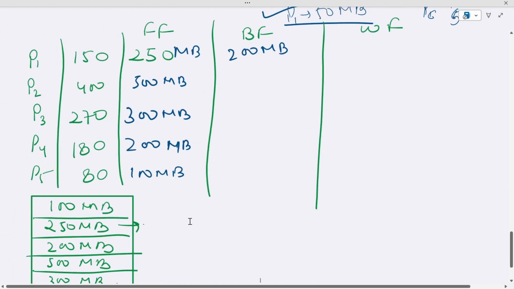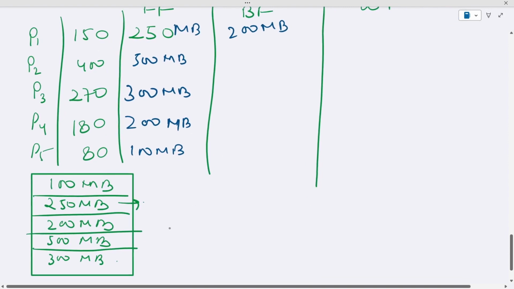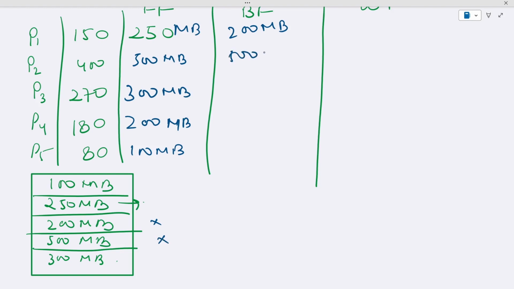Now P2, which is 400. P1's part is now allocated. P2 needs 400, so definitely it is not able to reside in 100, and not in 250 either. 200 is already filled. 500, yes, we can provide this. We can allocate this memory to P2 because there is only one block that can provide memory to that process; 300 is less than 400, so it is smaller than the process size. Only one block is left, which is 500, so 500 is allocated to P2.